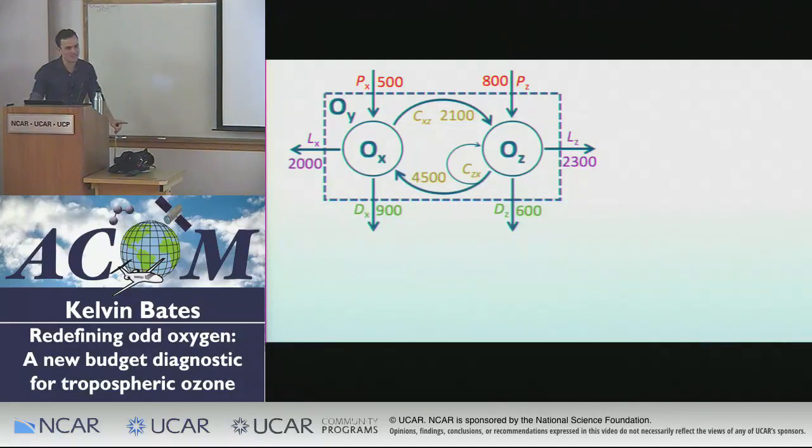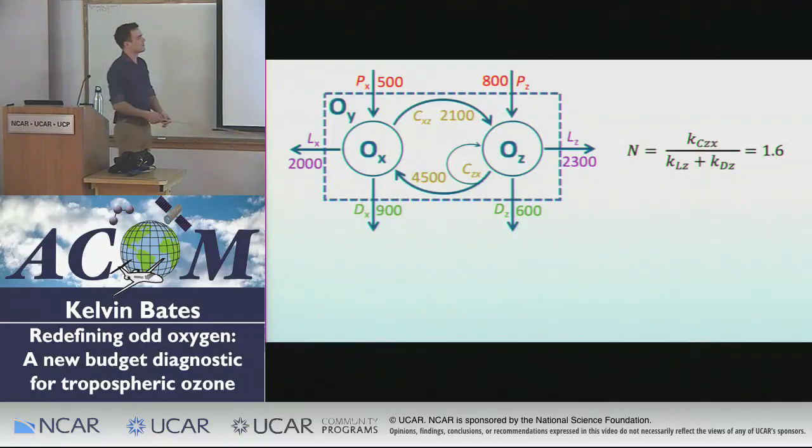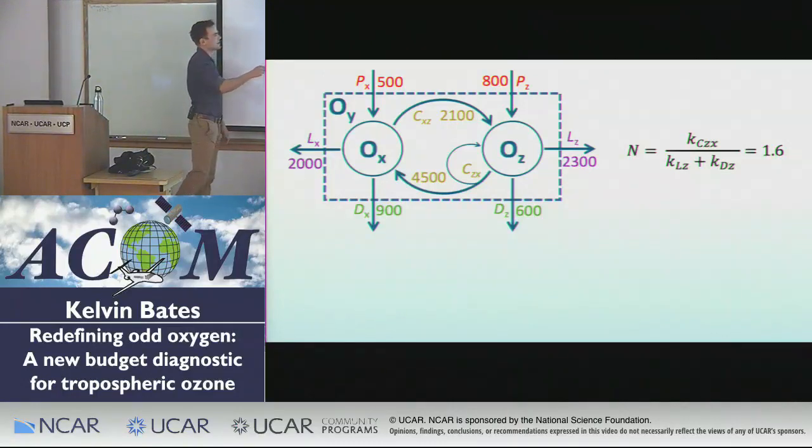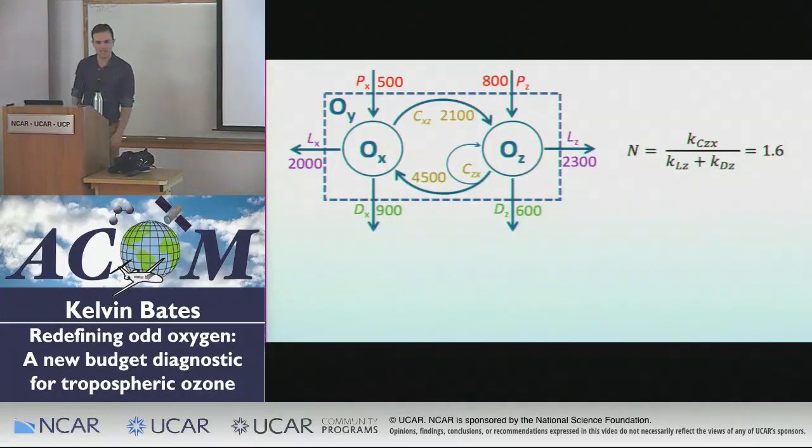So the first thing we can define is a chain length, N, I will call it, or an ozone production efficiency for OZ, basically. And that is the flux, maybe not the perfect word for it, through this pathway divided by the other loss processes of OZ, and it basically gives you the number of OXs produced per unit of OZ. And using these numbers that we get out of a tropospheric annual average from GEOS-Chem, that turns out to be 1.6. So any given unit of OZ will produce 1.6 ozones, basically.